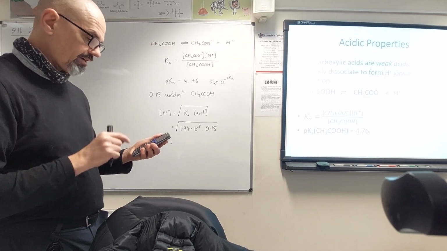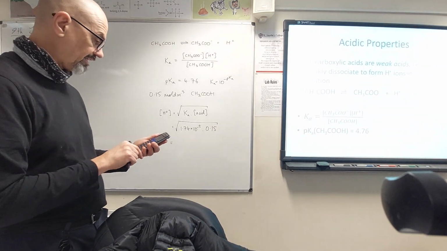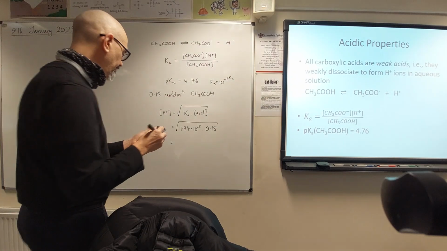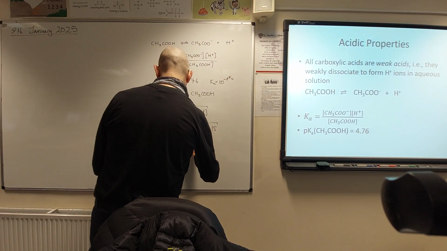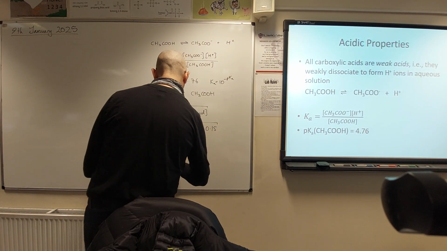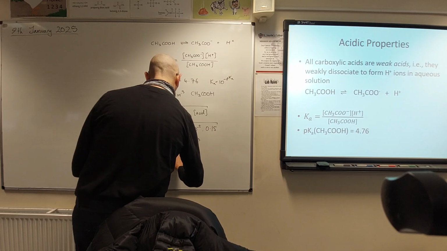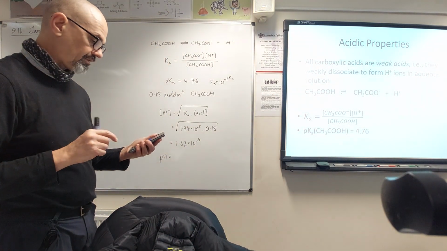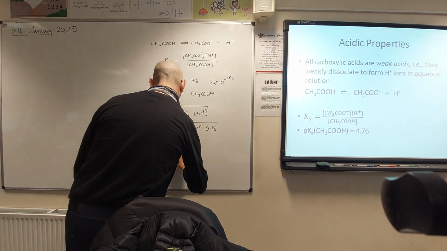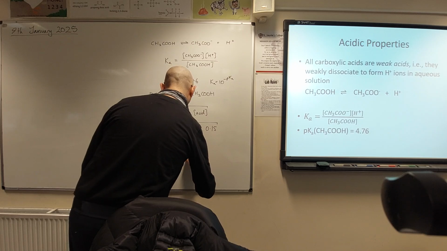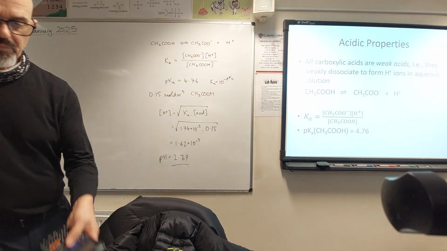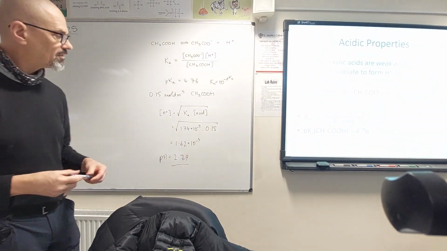Square root. Hooray, it works on this calculator because Casio. 1.62 times 10 to the minus 3, and if I hit the log button and minus the answer, 2.79 to 2 decimal places, of course.